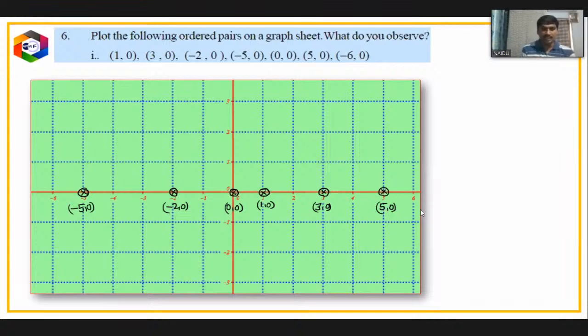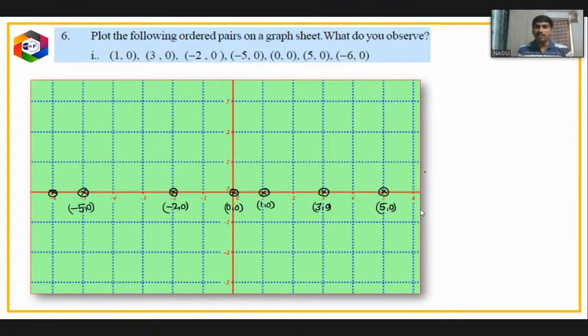So from the origin toward the negative direction of x-axis, 6 units, this is minus 6 and y value is 0. So minus 6 comma 0. I think it is clear for you everyone. So these are the points which lie on x-axis, and in the question it is given, what do you observe?